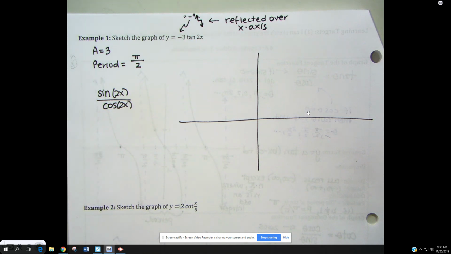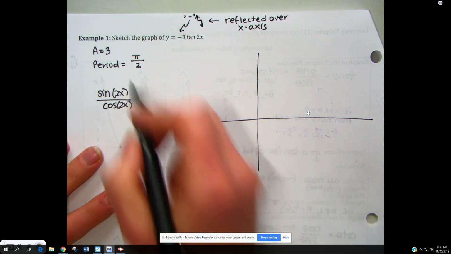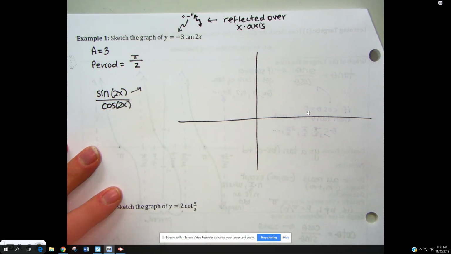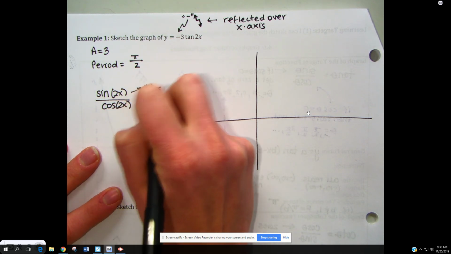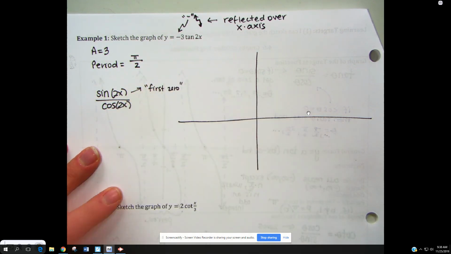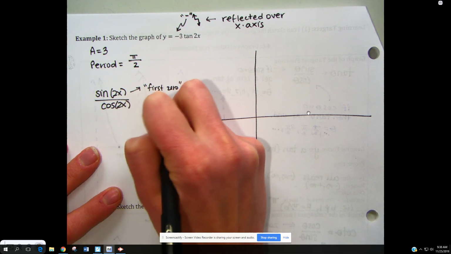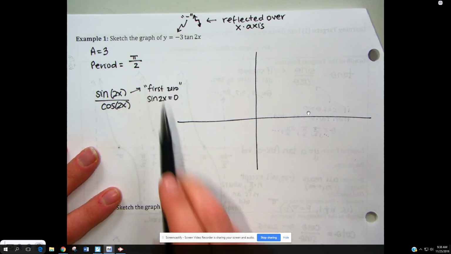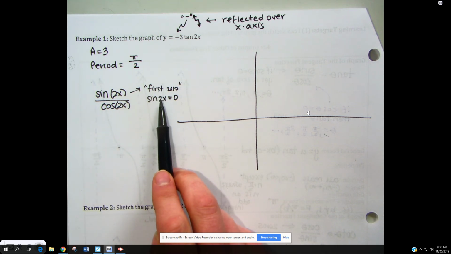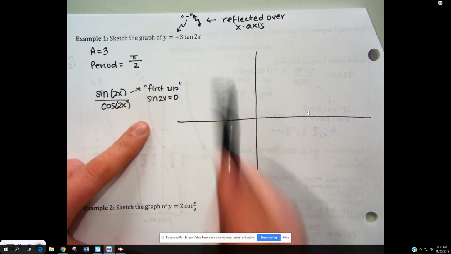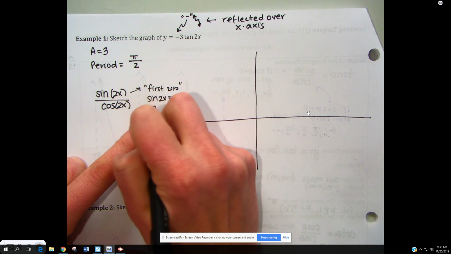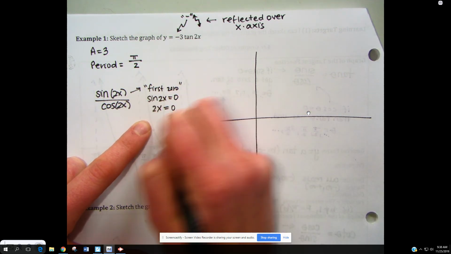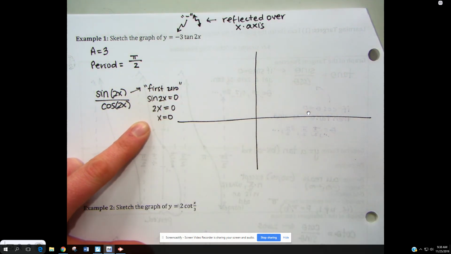With this one, let's assume we want to find the first 0. So my first 0, right, is going to happen when the sine of 2x is equal to 0. Well, forget the 2x for a moment. Where does that happen? Sine is 0 for the first time, if you think about your unit circle, when my angle, 2x, is equal to 0. So it will happen when x is 0.